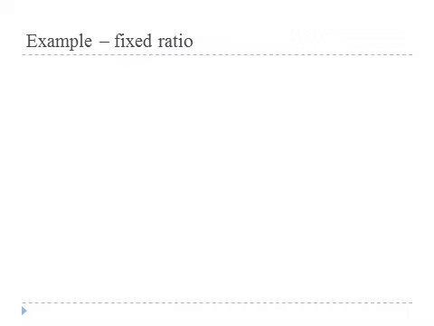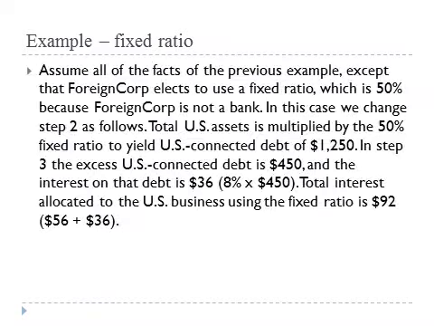Here's an example of the three-step process using a fixed ratio. Assume all of the facts of the previous example except that Foreign Corp elects to use a fixed ratio, which is 50% because Foreign Corp is not a bank. In this case, we change step 2 as follows.